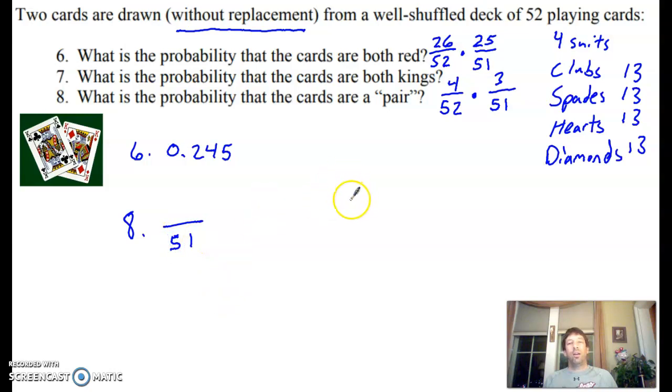The second card needs to match that. Well, we've already picked out 1 of that card, which means there are only 3 of them left. And if we wanted to, we could reduce that to 1 over 17. So the probability that the cards are a pair, 1/17. Okay. All right.